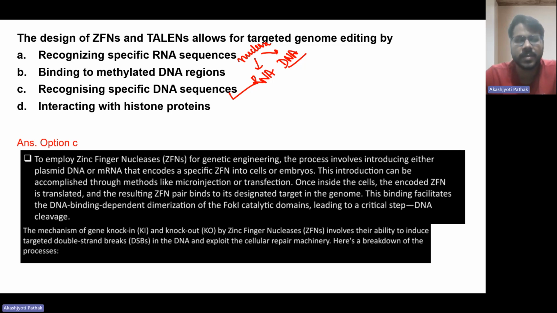So this is the first process for any genetic engineering, not only for zinc finger nucleases. Any genetic engineering follows this workflow. You have to design a construct, then this construct has to be transformed into a bacterial cell, or it can be transfected into a mammalian cell. So what is this process? The process involves introducing either plasmid DNA or mRNA that encodes a specific zinc finger nuclease into cells or embryos. This introduction can be accomplished through methods like microinjection or transfection.